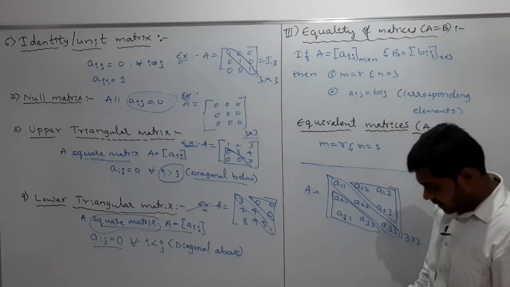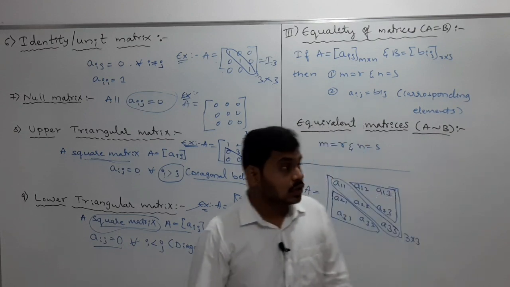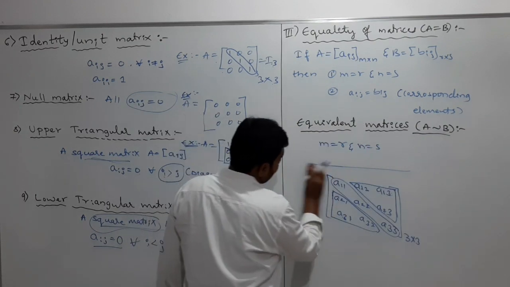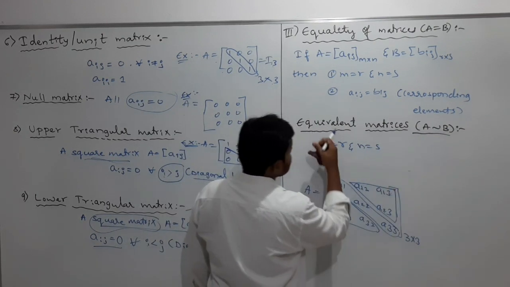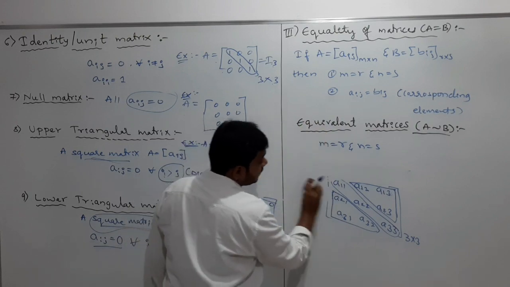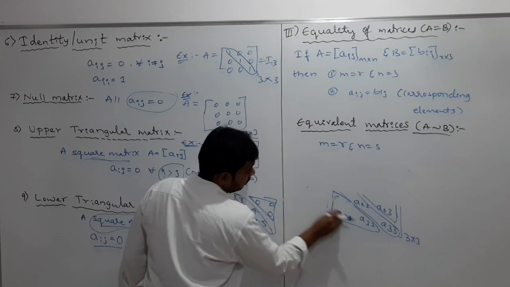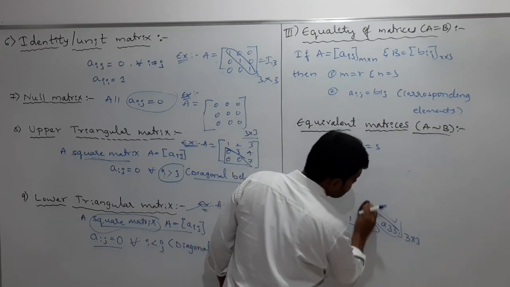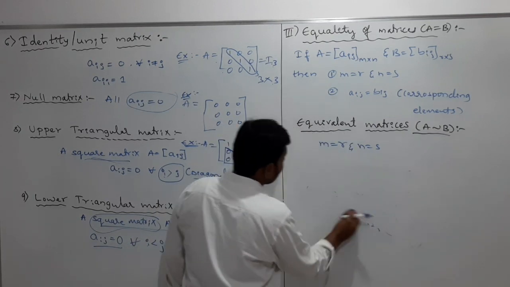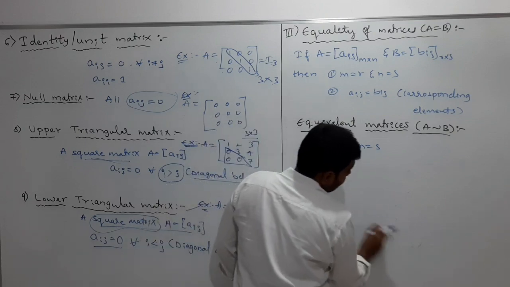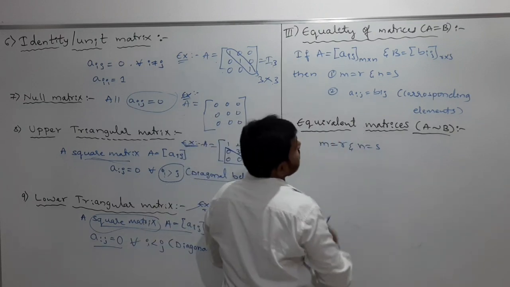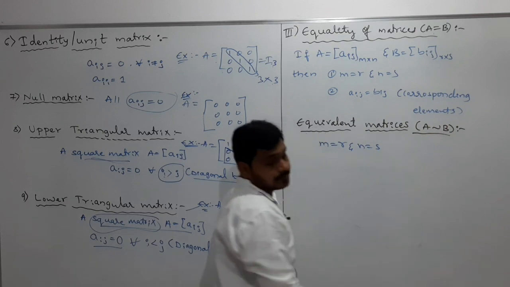To say that two matrices are equal, my dear students, observe here, equivalent is different and equality is different. So first I'll discuss what is equality of matrices. The symbol for equality of matrices is nothing but A equals B.